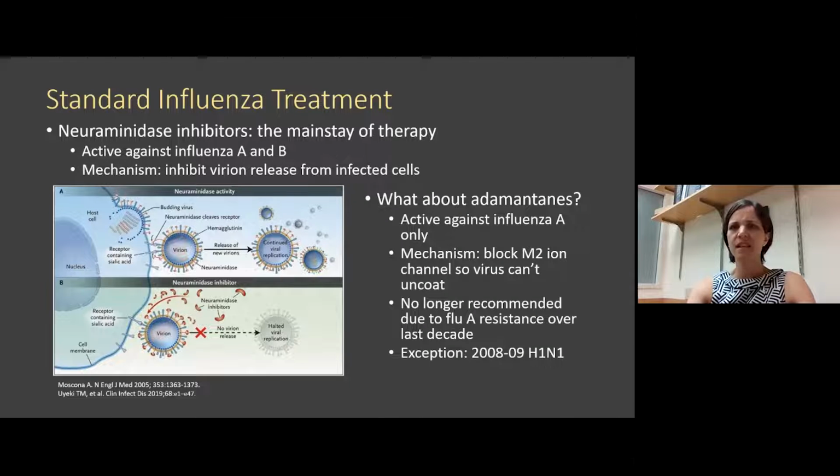What about the adamantanes? What's the deal with those? Those are active only against influenza A. And the mechanism of these is that they block this thing called the M2 ion channel.